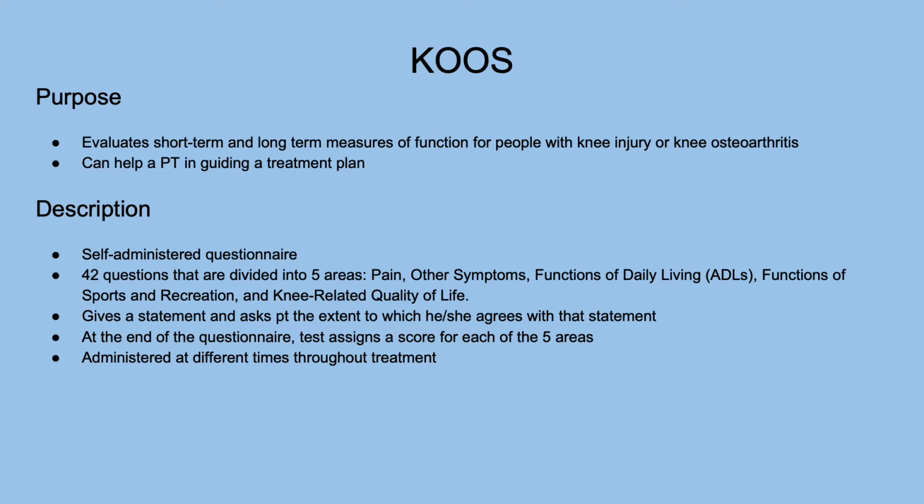This test is made up of 42 questions that analyze one of 5 different areas, including pain, symptoms, functions of daily living, functions in sports and recreation, and knee-related quality of life. Each question gives a statement and asks the patient the extent to which he or she agrees with it. At the end of the questionnaire, the test assigns a total score to each of the areas and compares it to normative data or previous data collected from the same patient.